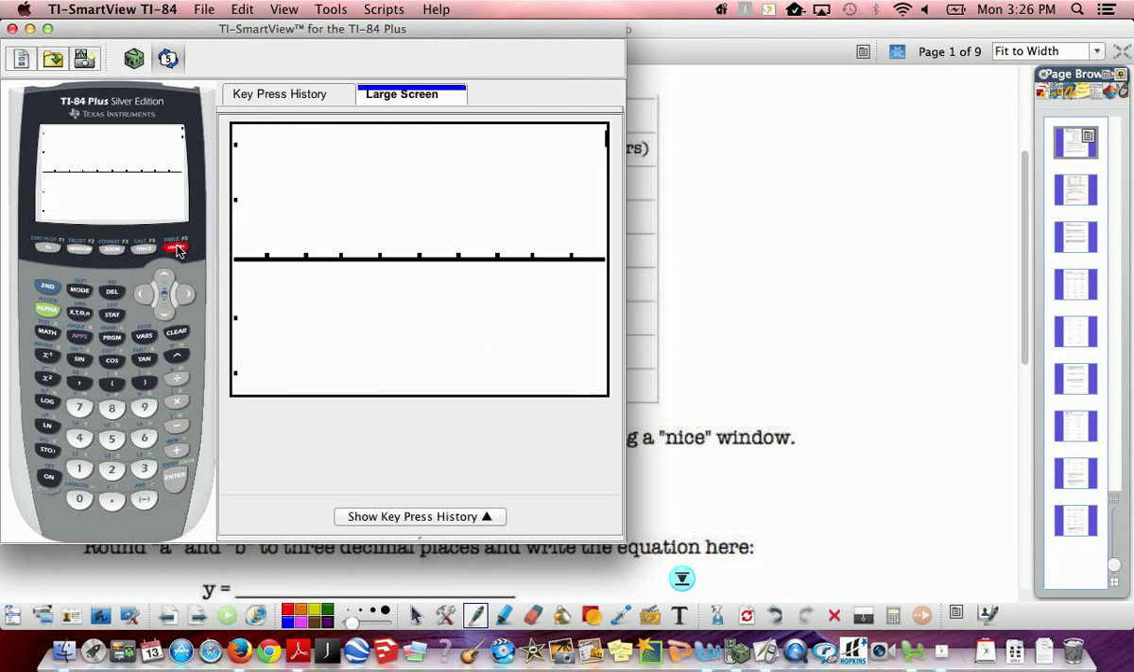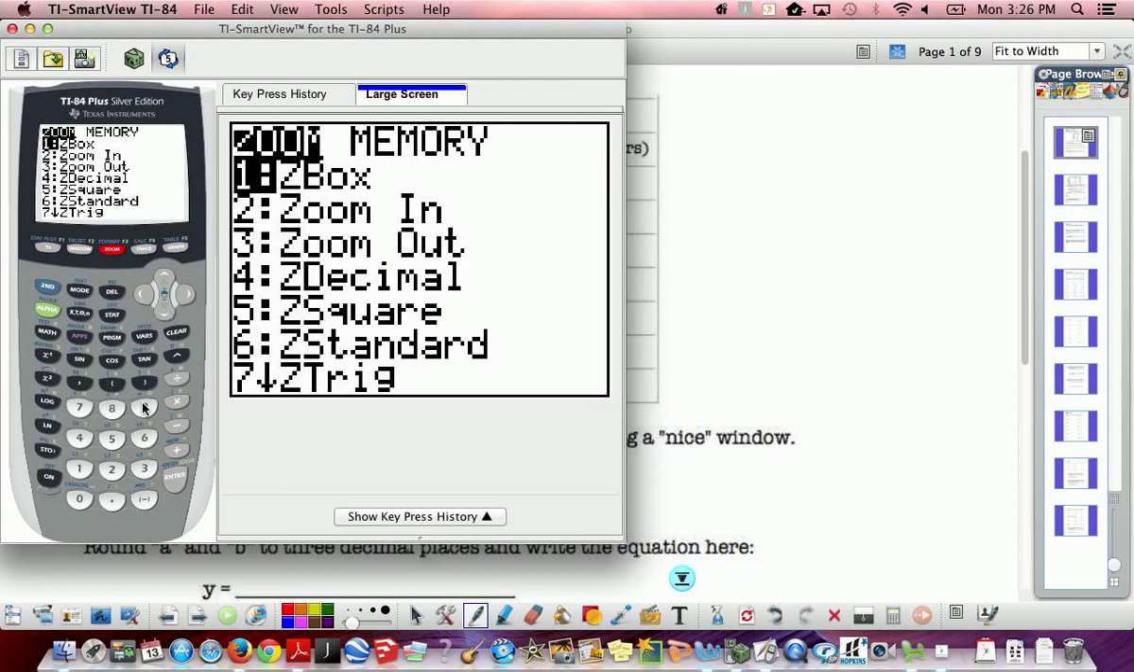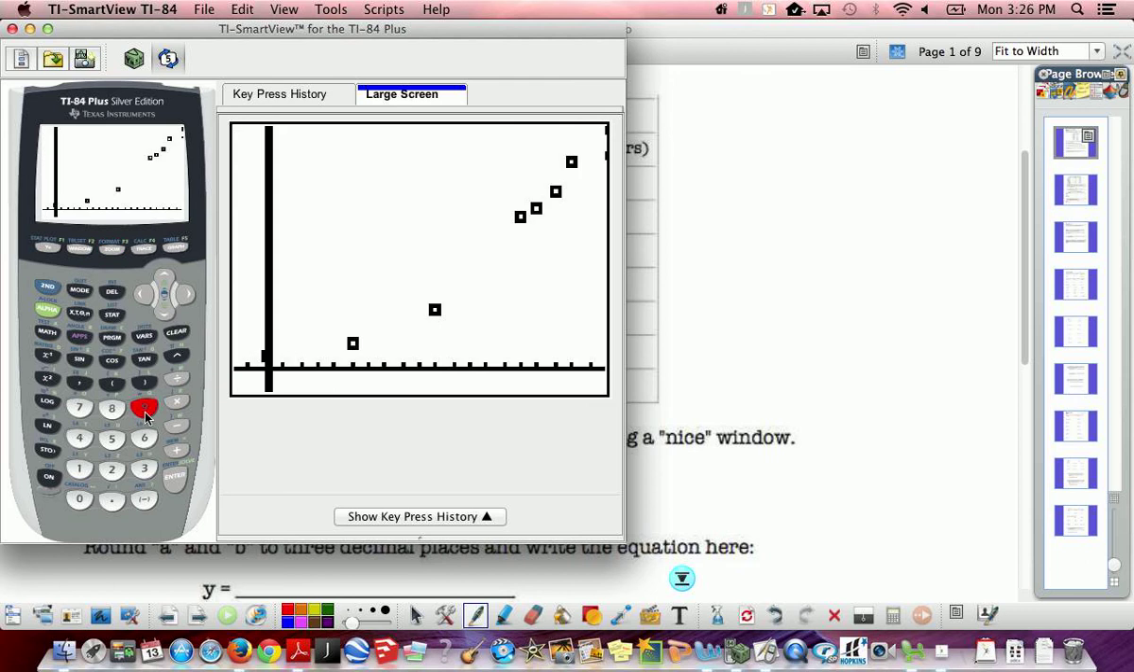More than likely my graph's not going to show up because the window isn't correct. So if we go zoom, middle key right there, and 9, we will get a picture of our data. So if you take a look here, you can start to see a kind of curvature going on with the data as you follow my arrow here. It's almost like an exponential curve. However, we're going to find both the exponential equation and the linear regression equation.